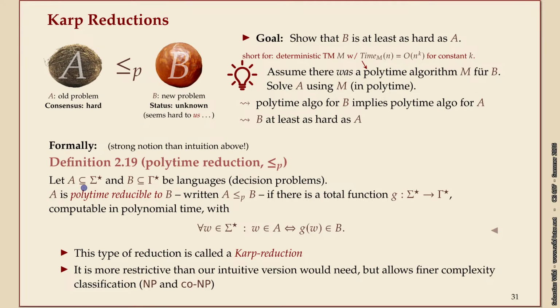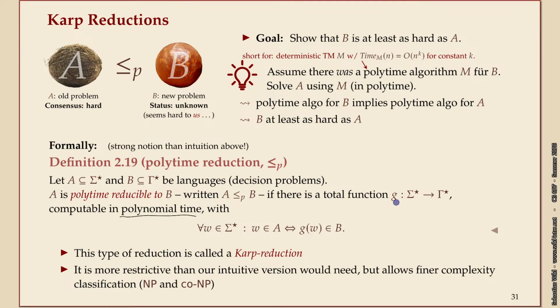So we have two languages, a language A and a language B, as up here. And we say that A is polynomial time reducible to B. Bit of a mouthful, that's why the abbreviation is often used. If there is a function g that maps from the one language to the other, over the alphabet of the two languages. It must be computable in polytime, so we have an algorithm that computes this function g.